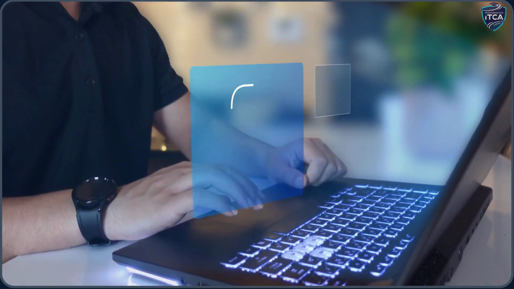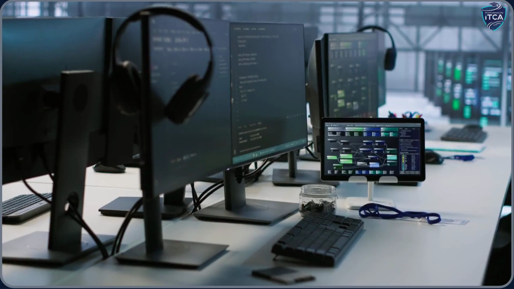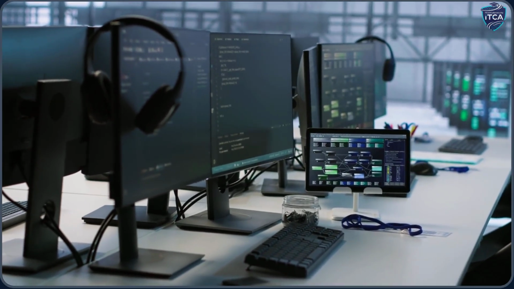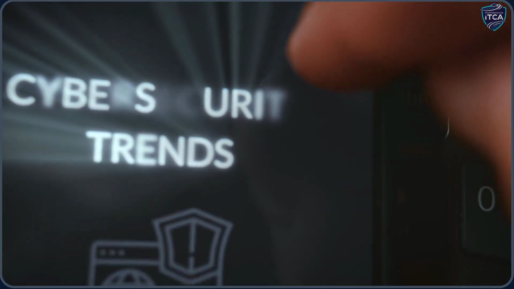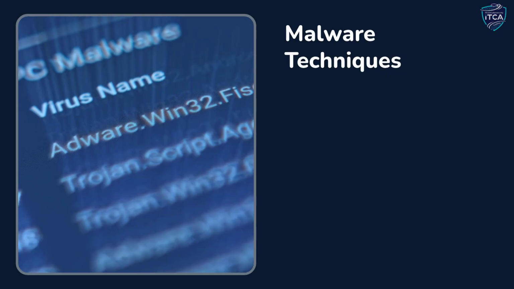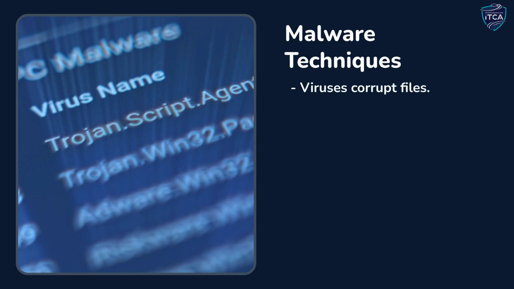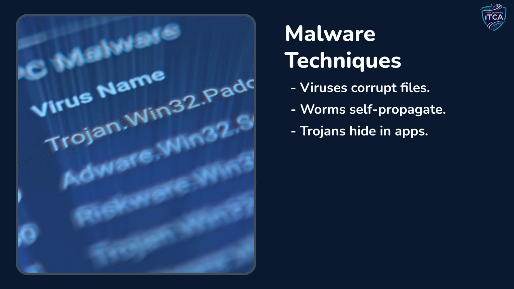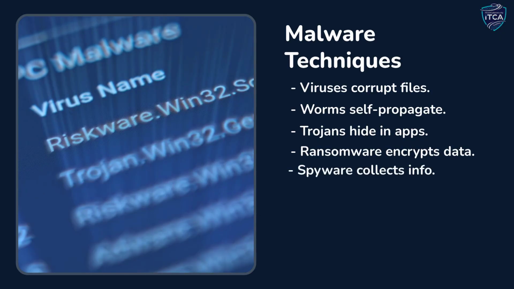Understanding this life cycle is crucial because it helps defenders map detection controls to each stage, whether it's monitoring network traffic for reconnaissance activity or using endpoint detection tools to spot installation attempts. Among the most common techniques used by attackers, malware plays a central role. This includes viruses that corrupt files, worms that self-propagate, Trojans that hide inside legitimate applications, ransomware that encrypts data for extortion, and spyware that silently collects information.